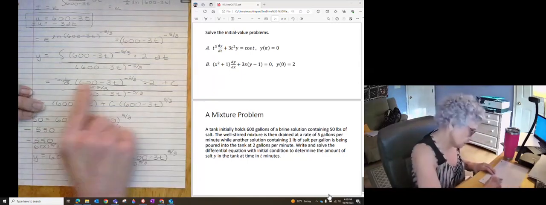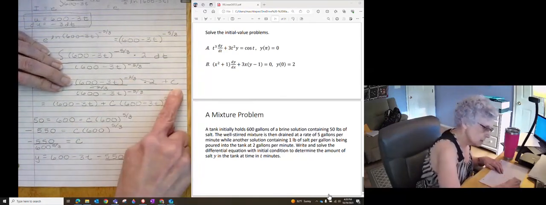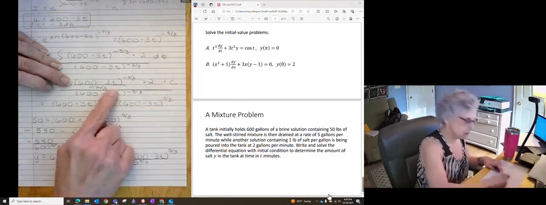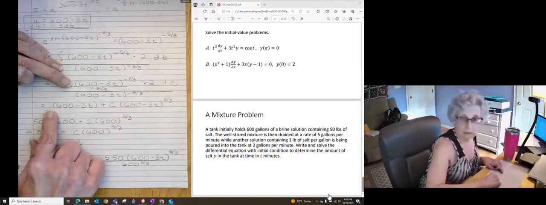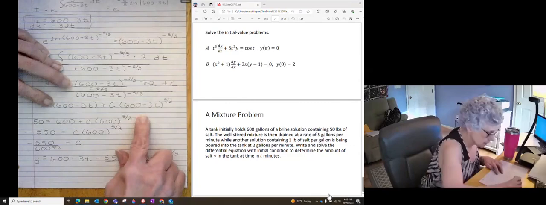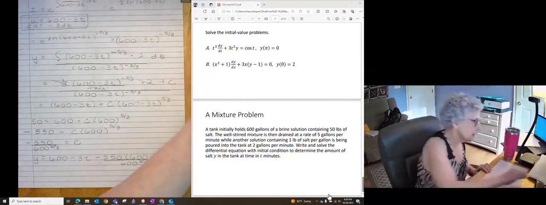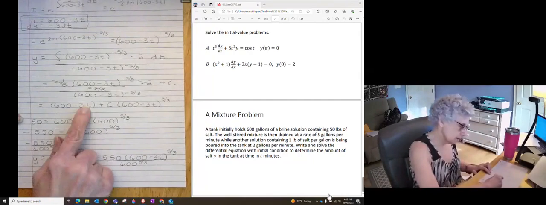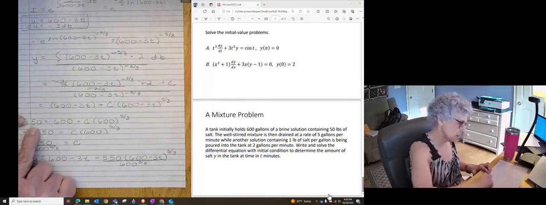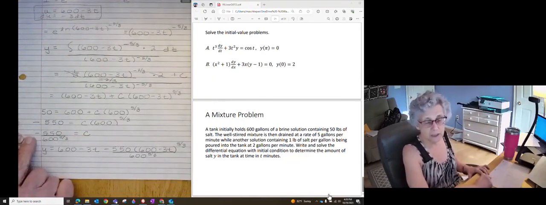So all that stuff canceled. I was left with just 600 minus 3t to the 2/3 plus a constant on top to the negative 2/3. Then I had negative 2/3 plus 5/3 gives me 3/3, which is 1. And C, and this was negative down below the fraction bar, so it becomes positive. Now I have to go back and find my initial condition. I plug 0 in, 600 minus 0 has to be equal to 50. So C has to be equal to negative 550 over 600 to the 5/3 power.